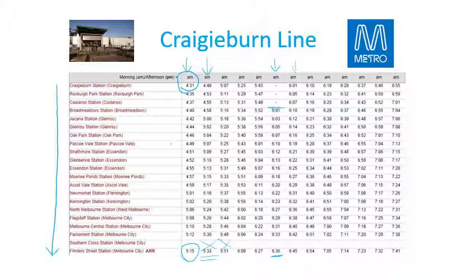As we get later on in the day, you can see that the trains come more frequently. Between this time and this time, there's only a 9-minute gap. That's because more people are getting up and going to work and need to get trains more regularly.